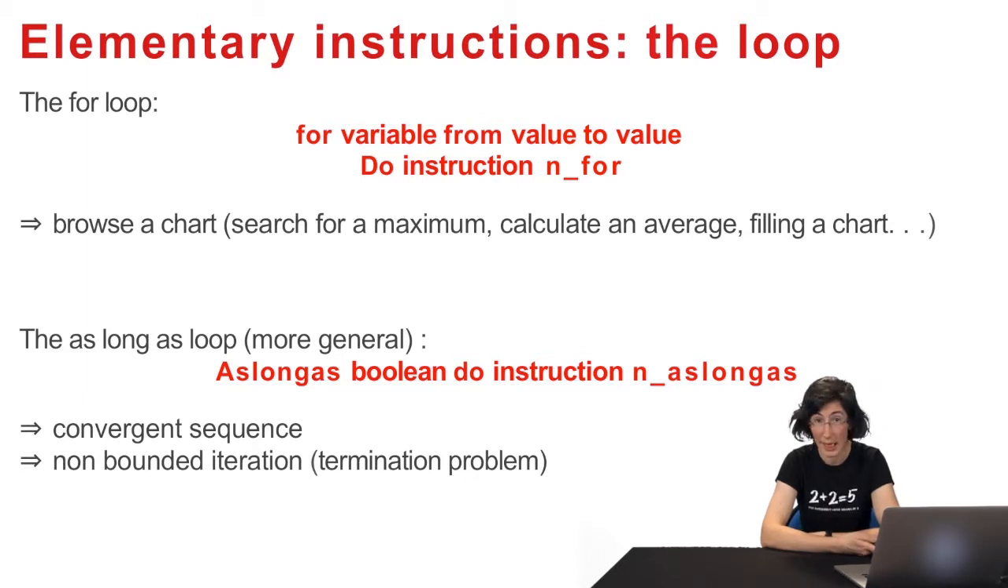The as long as loop is a more general one, so more things can be done with it. So that's as long as a certain Boolean holds, a certain instruction is executed. A classical use of the as long as loop is a convergent sequence. So when calculating the iterations of a certain sequence, until the values get close enough, beware of the as long as loop, because you have to make sure the program will stop. Because if not, the as long as loop may keep running indefinitely, and so the program would be running indefinitely. Those problems are called termination problems, so make sure the algorithm is going to stop.